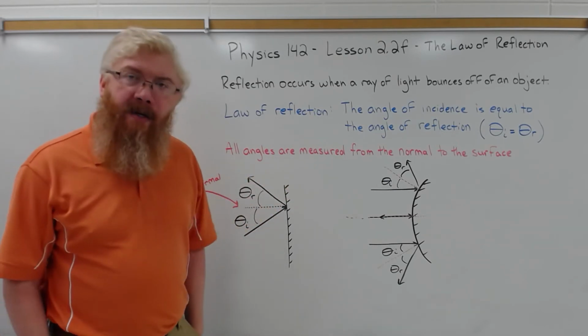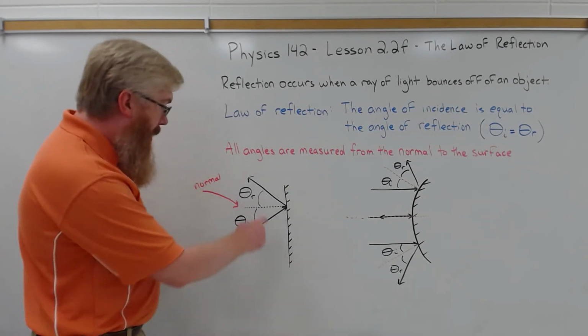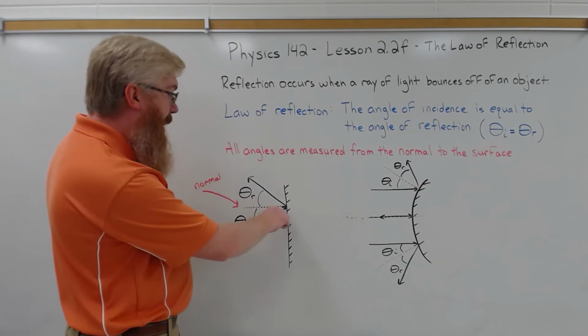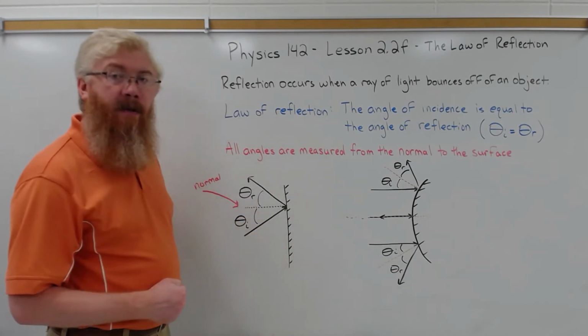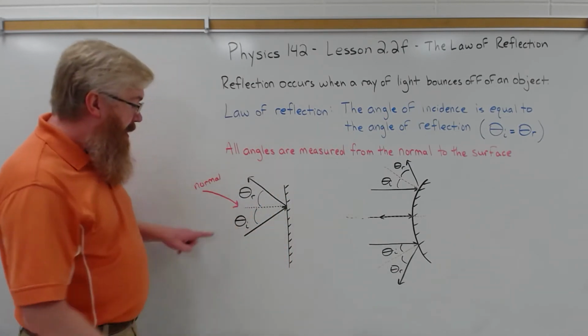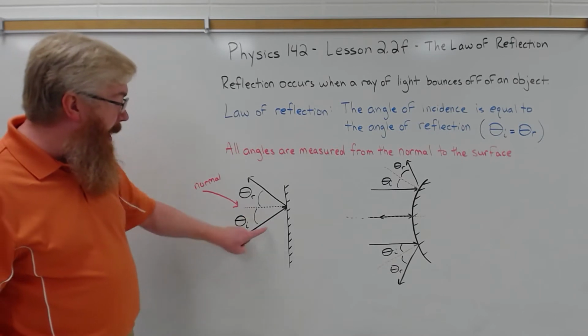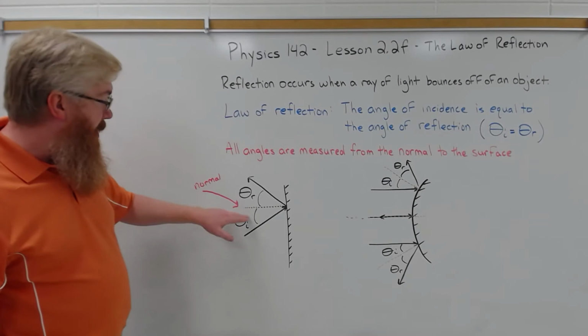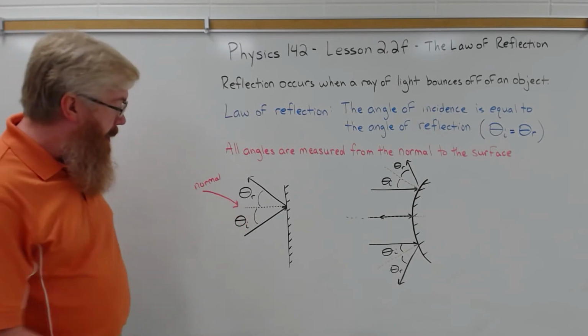But what direction does it bounce off? Well, in this case, we have to find out what the normal is. Well, the normal is this dotted line, right? It's perpendicular to the surface. So the angle of incidence is the angle between the ray, the incident ray, and this normal. So here it's about 30 degrees or so.